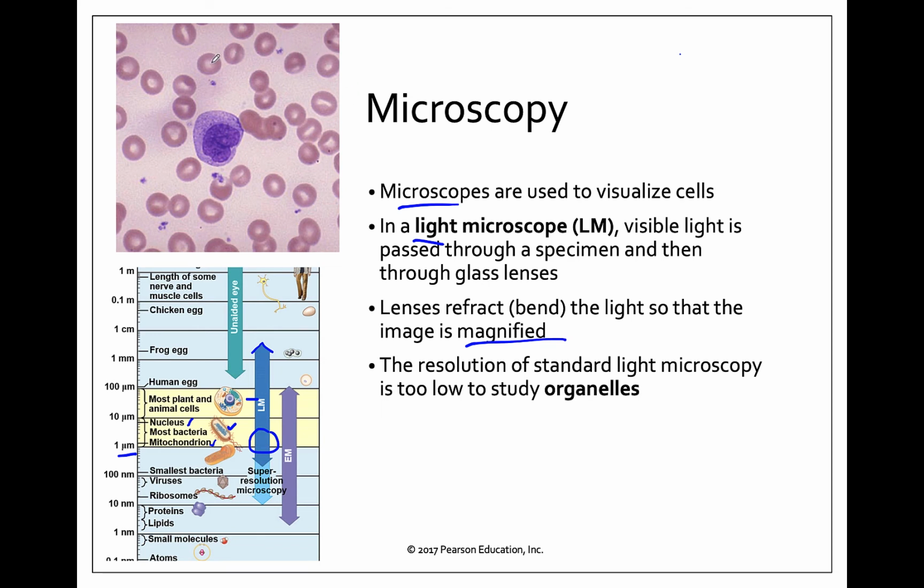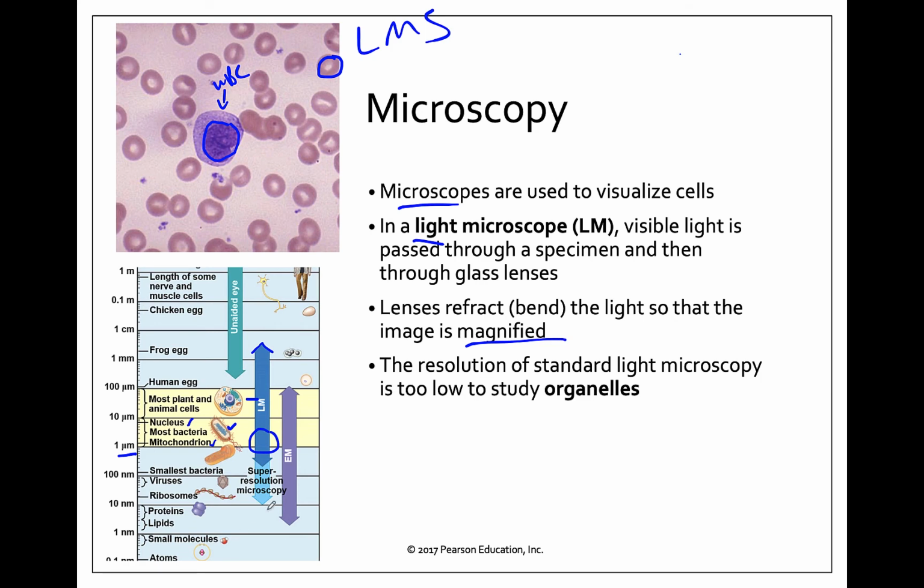Up here you can see an image of some blood. So these are red blood cells, and this is a white blood cell, and this is a light microscope image. It gives us a nice image of what the cell looks like, and you can see somewhat of the inside, the granules, the nucleus inside of this white blood cell, but you really can't see much more than just the shape of the cells and where they are in relation to each other.